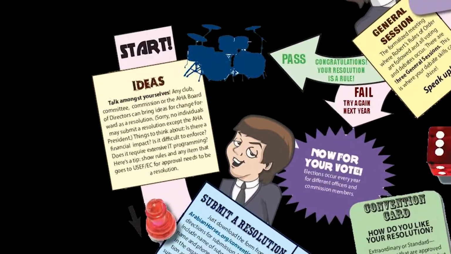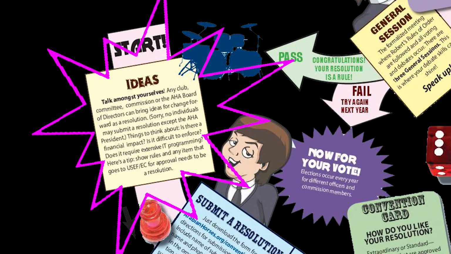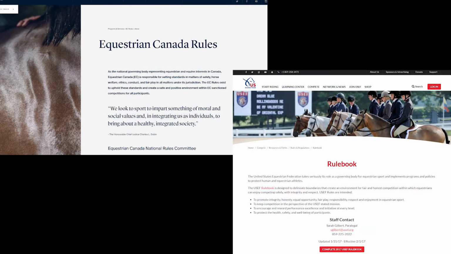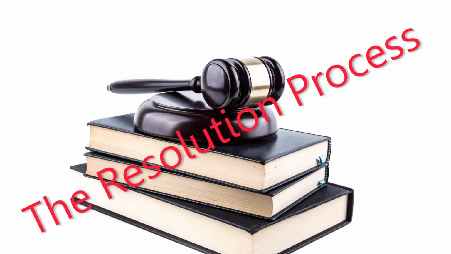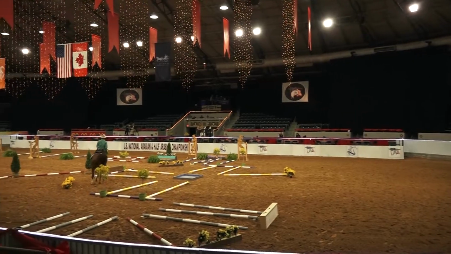Did you catch that? An individual can't submit a resolution unless you are an AHA president, so make sure to be part of a club, commission, committee, or on the AHA board of directors to bring forth a resolution. As far as the USEF and EC rule books, the only way to get those rules changed is through the resolution process. That is the way for a member organization or a committee, which is the usual group that's submitting a rule, to change rules to make things better for our exhibitors and competitors.